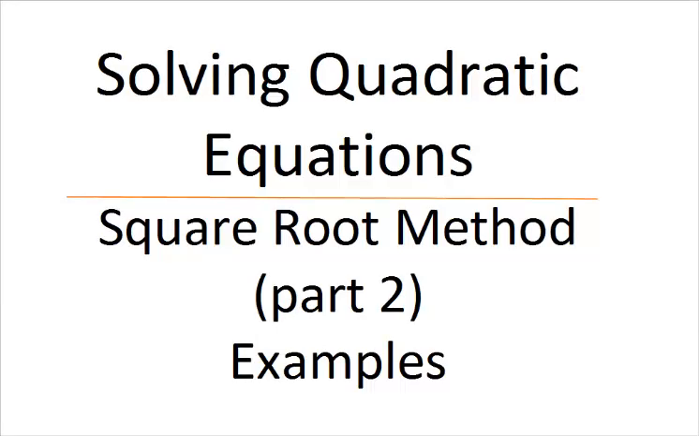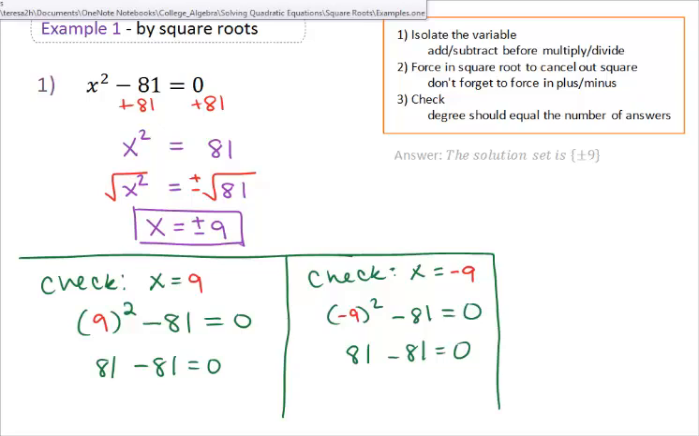Solving quadratic equations using the square root method, part 2. And in this video, I'm going to be showing you 3 examples of how to solve quadratic equations utilizing that method. First, let's review the example that we did last time, which was x squared minus 81 equals 0.